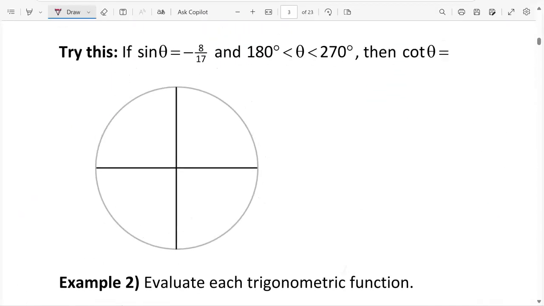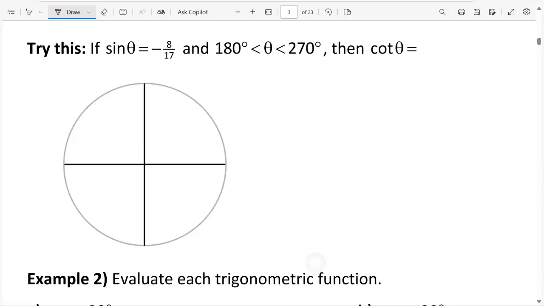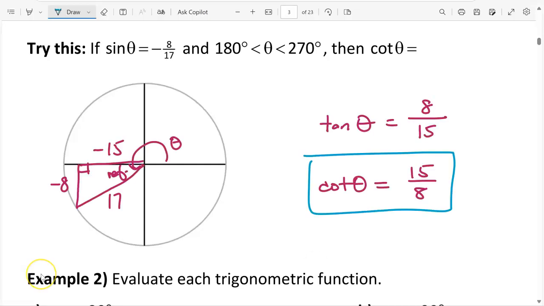All right, please pause the video while you do this next. Try this. All right, hopefully you got a result of cotangent of theta is equal to 15/8. This involved remembering the 8, 15, 17 Pythagorean triple.